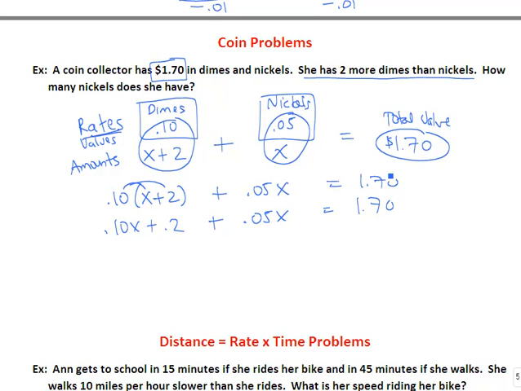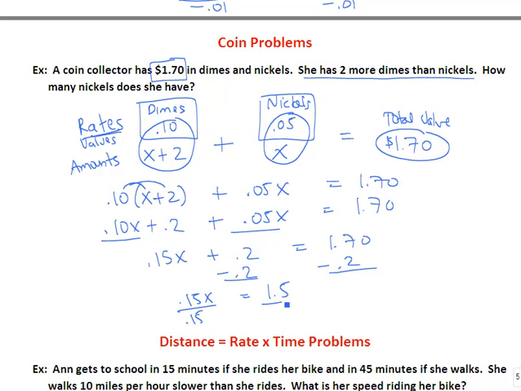We have a couple like terms on the left side. 0.10x plus 0.05x is 0.15x. Carry down the 0.2 and the 1.70. Subtract 0.2 from both sides. So 0.15x equals 1.5. And to finish solving, I'm going to divide by 0.15, that coefficient of x. And we get x equals 1.5 divided by 0.15, which is 10.